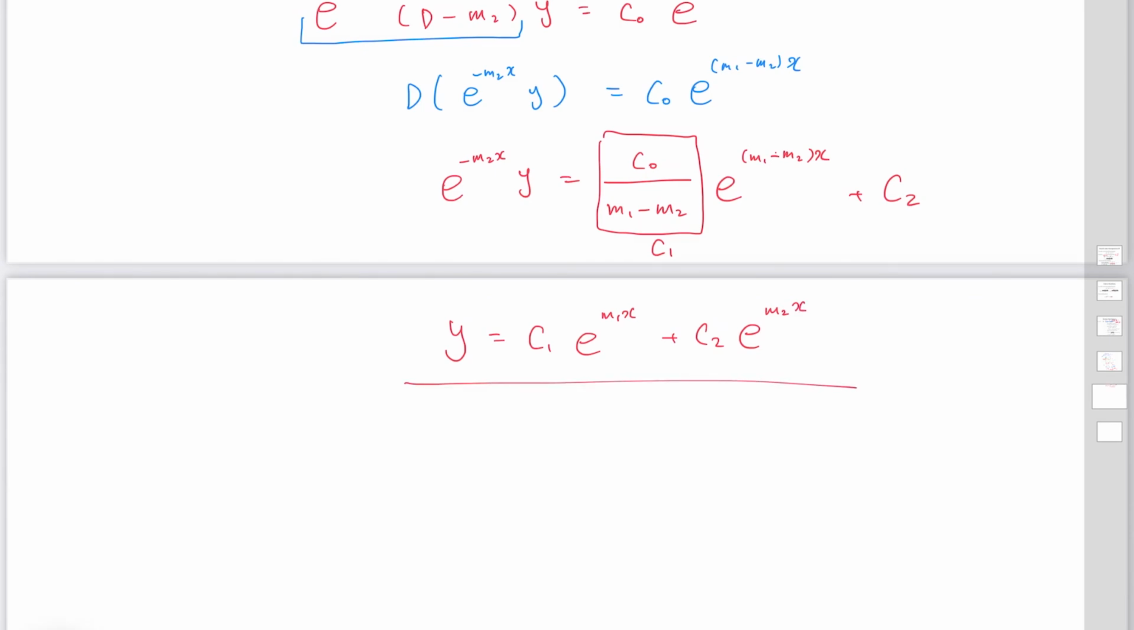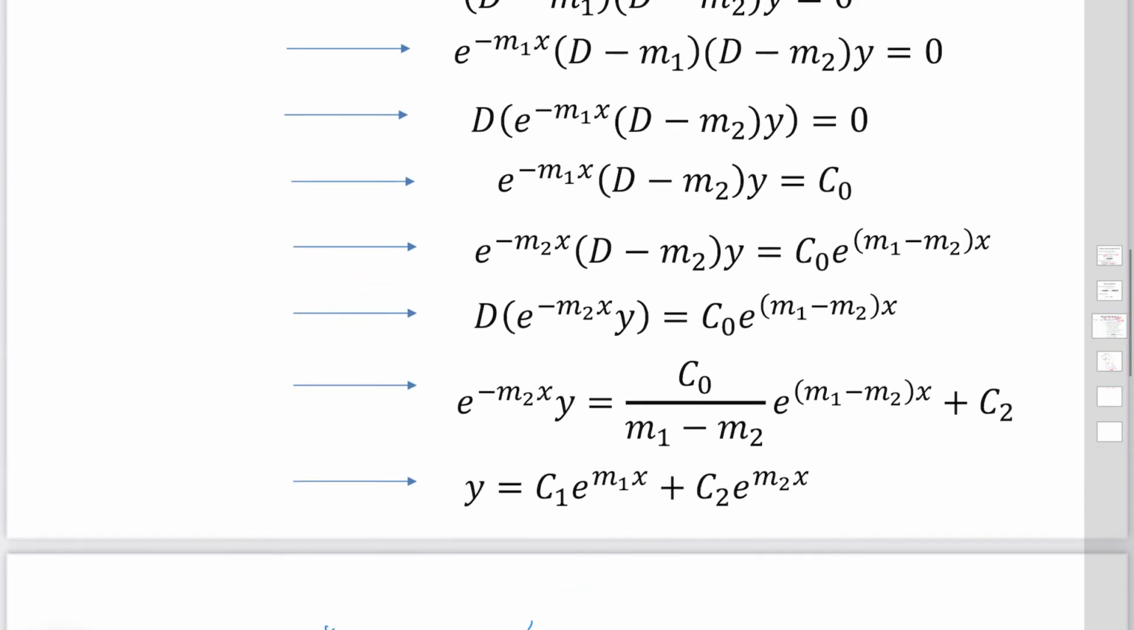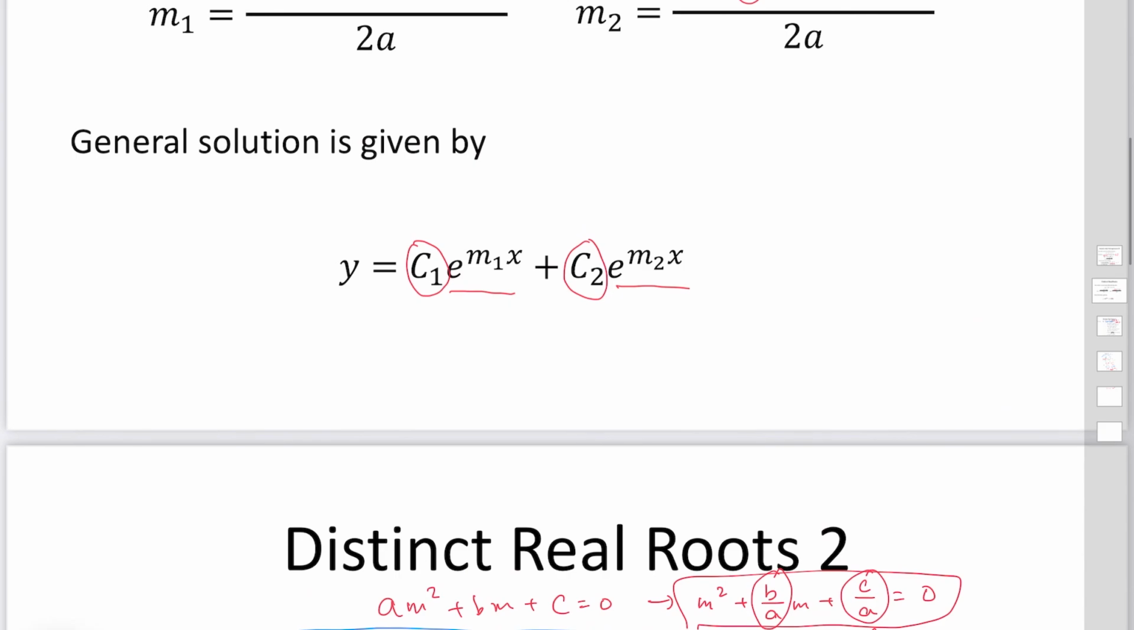This is the general solution when we have distinct real roots. This general solution is exactly the same as the previous solution. So you can use either method to find the solutions of a second-order homogeneous differential equation when you have two distinct real roots. Okay, this is the end of this lecture.